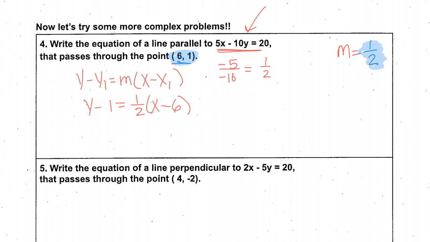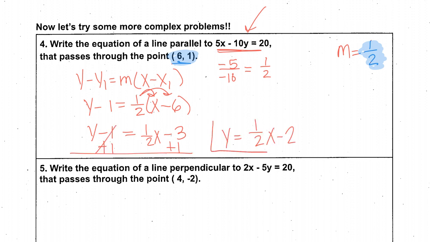And at this point, once I have it in point slope form, remember that I really want my final answer to be in slope intercept, so I'm trying to solve for y, get it in y equals. So you need to go ahead and distribute the 1/2, and then add 1 on both sides. So I get y equals 1/2 x minus 2.